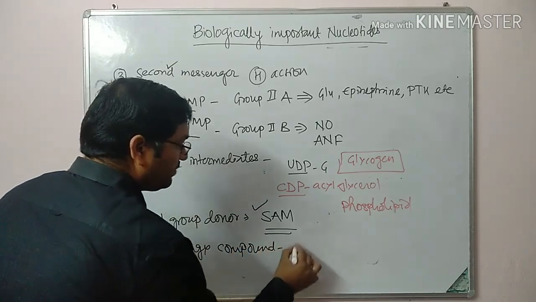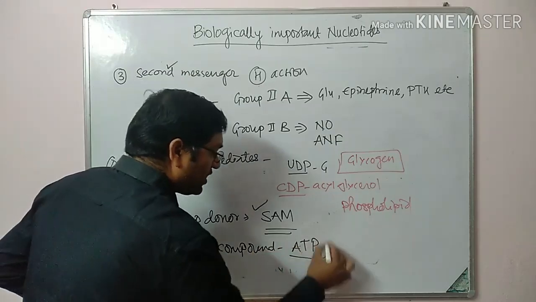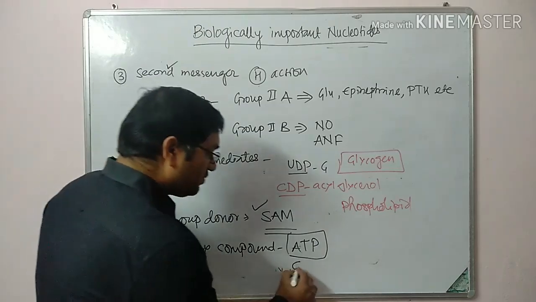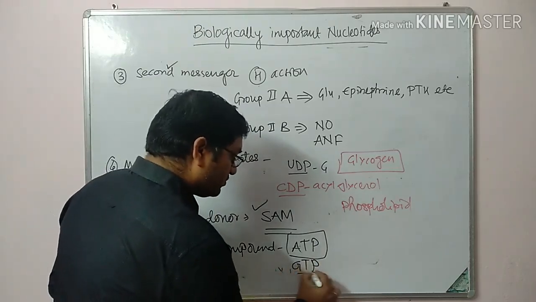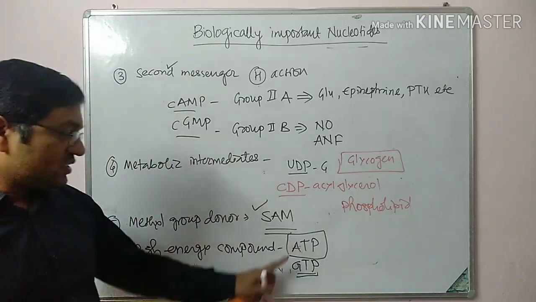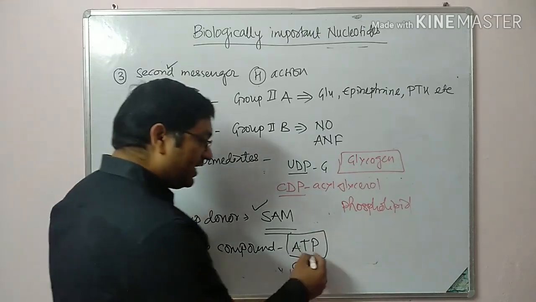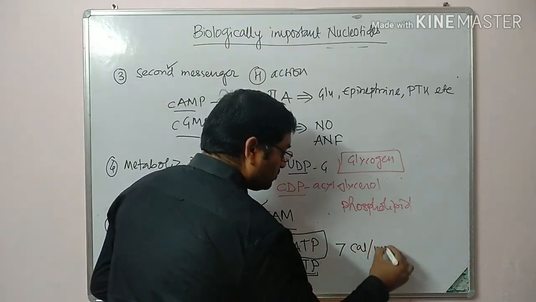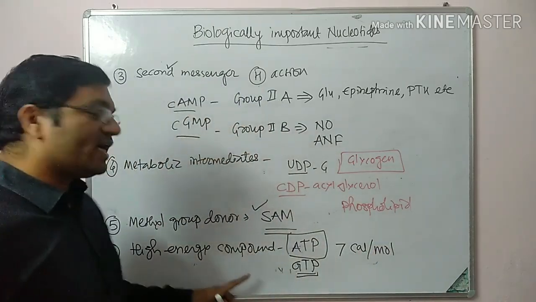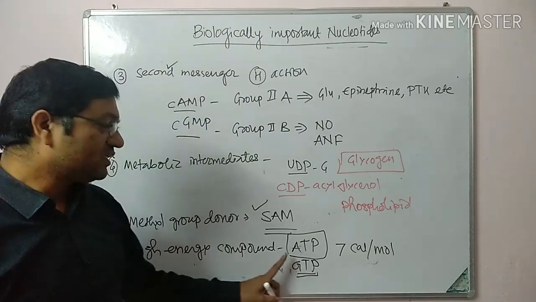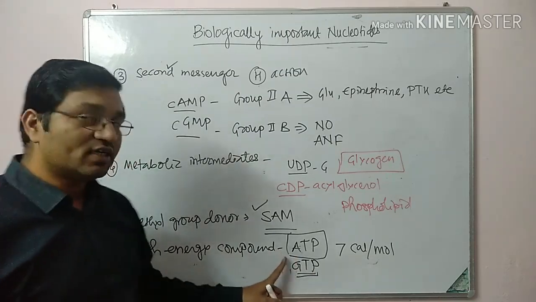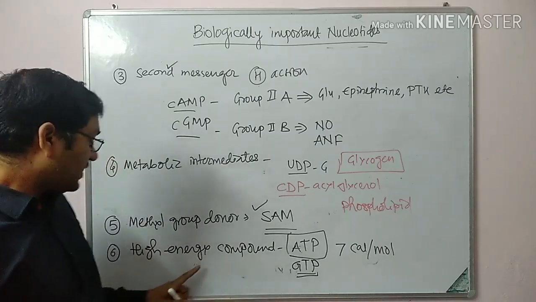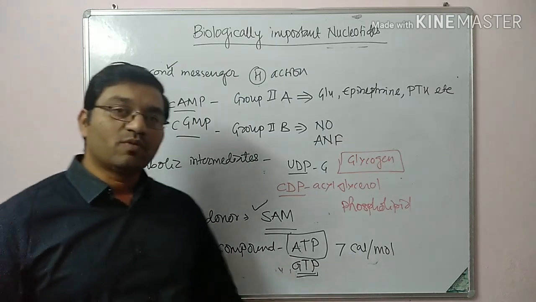For example, ATP. ATP is known as the energy currency of the cell, and in some reactions GTP is also utilized. Hydrolysis of one phosphate bond in ATP gives 7 calories per mole. So it is an important high energy compound, the energy currency of the cell, important in cellular reactions.